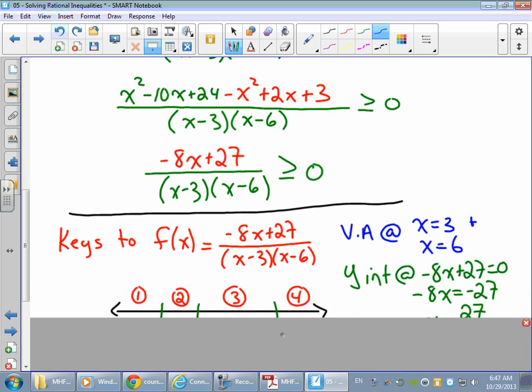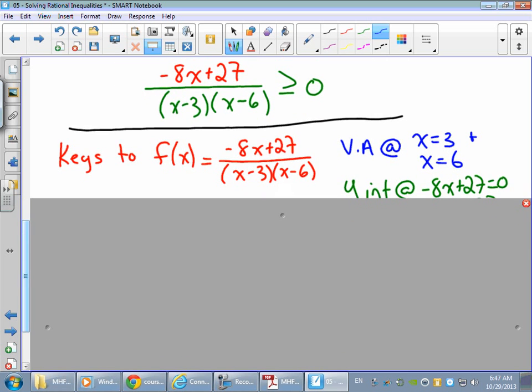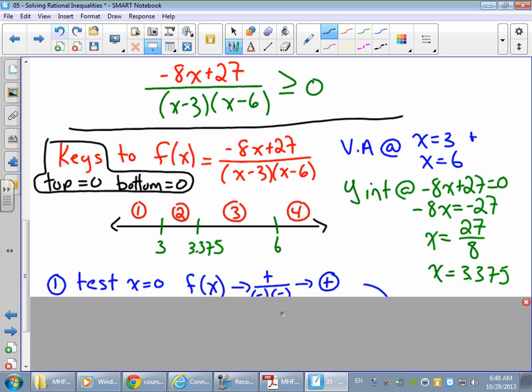Okay, so same sort of thing now. Key points are when the top is 0 and the bottom is 0. Those will always be my keys. Top equals 0, bottom equals 0. Those are my keys. And so, off to the side, vertical asymptotes at 3 and 6. And the y-intercept is when the top is 0. So I did that over there. Let the whole thing equal 0, and when we simplify, we get 27 over 8, which I found to be 3.375.